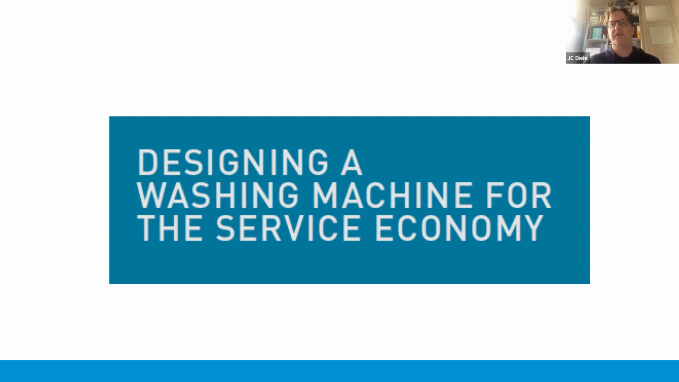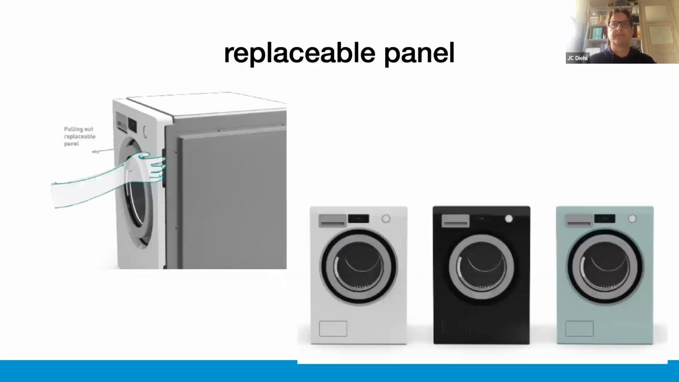Lastly, I want to share with you some examples of a collaboration project here at IDE of how we can design washing machines for this kind of service economy. One of the outcomes was this, to make a washing machine with a replaceable panel. This way it could be refurbished easily, but also could get different kinds of looks for the first user, the second user, and the third user. And since you only see the front of the washing machine, it always would look brand new, even though the interior would have been refurbished.